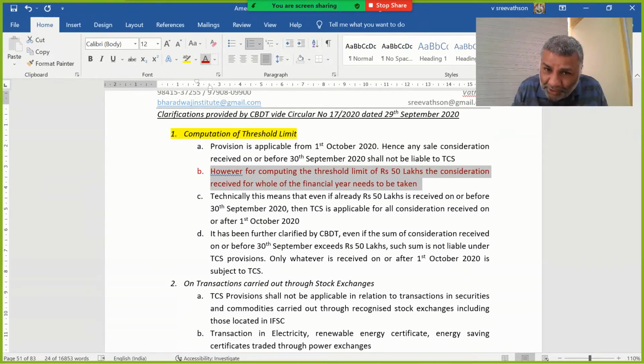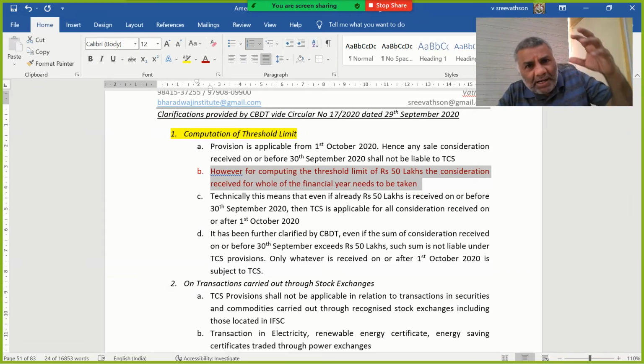However, for computing the threshold limit of 50 lakhs and the 5 lakhs, the consideration received for the whole of the financial year needs to be taken. The provision may be applicable from 1st October, but for computing the threshold limit, whether you are liable under TDS or TCS, the whole of the year's turnover should be considered. Technically, this means that even if 50 lakhs is already received on or before 30th September, TCS is applicable only for consideration received on or after 1st October.